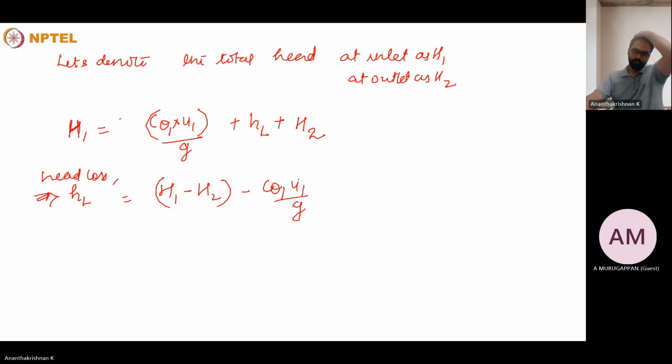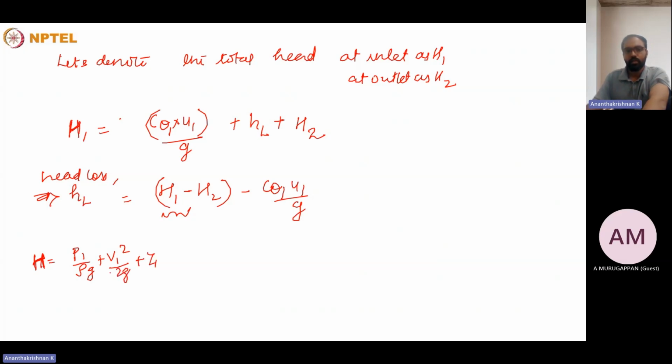In this particular problem, the head at the inlet or the actual head H is a combination of the pressure head, dynamic head or velocity head, and the head due to the elevation. So we can write it as P1 by rho g plus V1 squared divided by 2g plus Z1. The pressure head plus the elevation head can be represented as the piezometric head, P1 divided by rho g plus Z1, plus V1 squared divided by 2g.